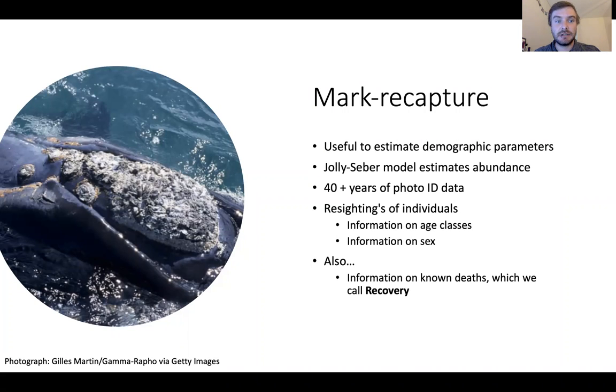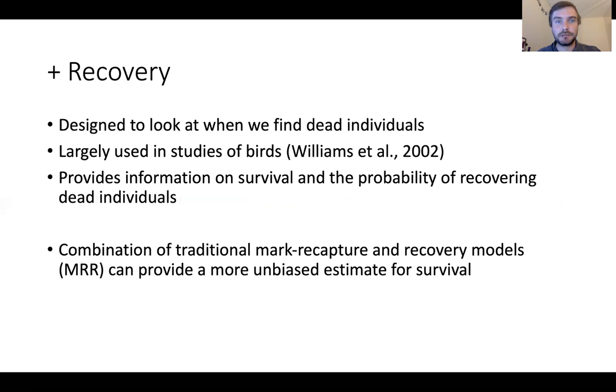As well as having the individual capture histories for these individuals, we also have a lot of additional information. So information such as the age class of the individual, information on the sex of the individual, but we also have information on the known deaths. That's referred to as recovery, and this can help us inform survival estimates for the population.